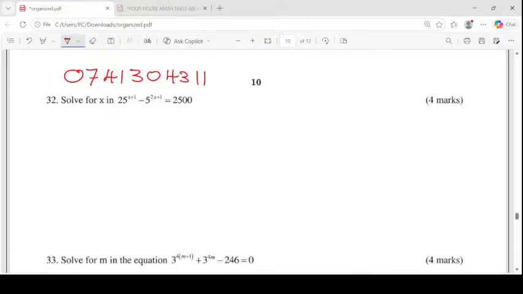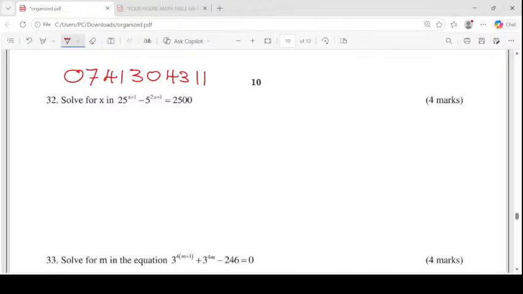So, back to question number 32. Solve for x in 25 power x plus 1 minus 5 power 2x plus 1 is equal to 2500. We are going to refer to some laws of indices here.